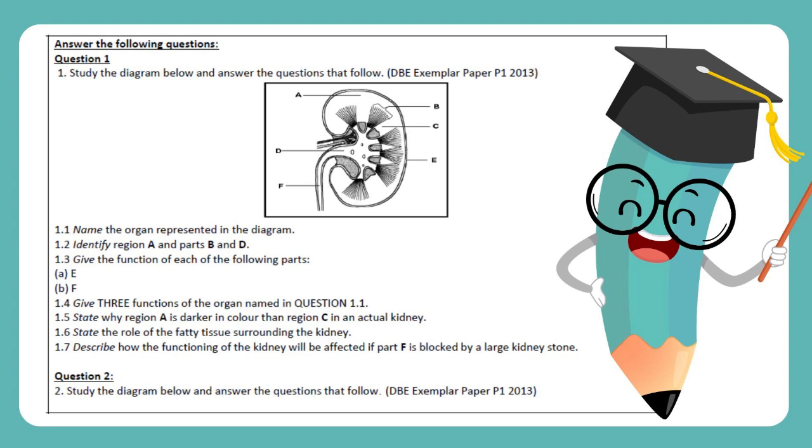1.5 State why region A is darker in color than region C in an actual kidney. 1.6 State the role of the fatty tissue surrounding the kidney. 1.7 Describe how the functioning of the kidney will be affected if part F is blocked by a large kidney stone. Question 2. Study the diagram below and answer the questions that follow. DBE Exemplar Paper 1 2013.